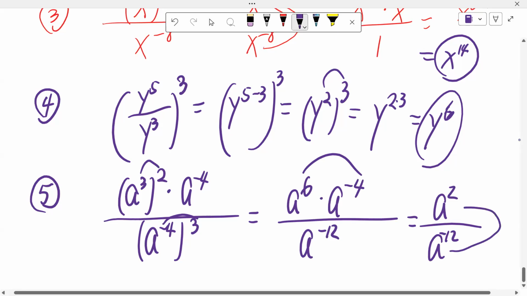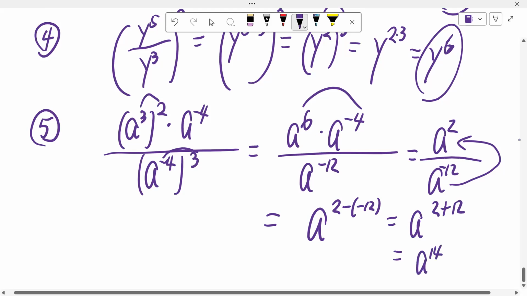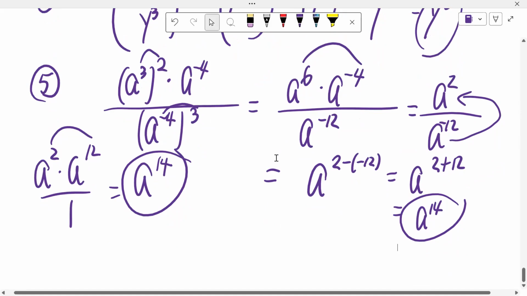Now you can flip this to the top. That works. You can also do it another way, because 2 is bigger than -12. You can do 2 minus -12 using the division property. So 2 minus -12 is 2 plus 12, it's 14. So if you flip it, a to the second times a to the 12, bottom becomes 1. And similarly, you combine 2 and 12 to get 14. So same answer, no difference. All right. Any question about this?